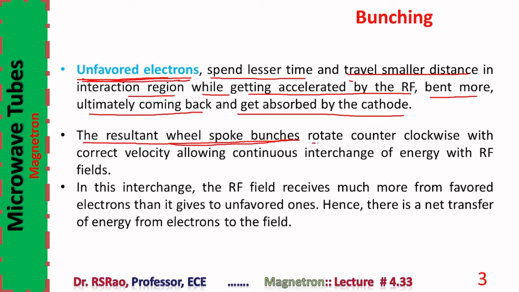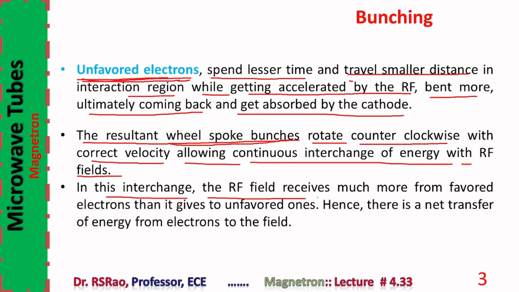These bunches rotate in a counterclockwise direction with the correct velocity, allowing continuous interchange of energy with the RF fields. During this interchange, the RF field receives much more from favored electrons than it gives to unfavored ones. Hence, there is a net transfer of energy from electrons to the field. Favored electrons give energy to the RF. Unfavored electrons take energy from the RF.